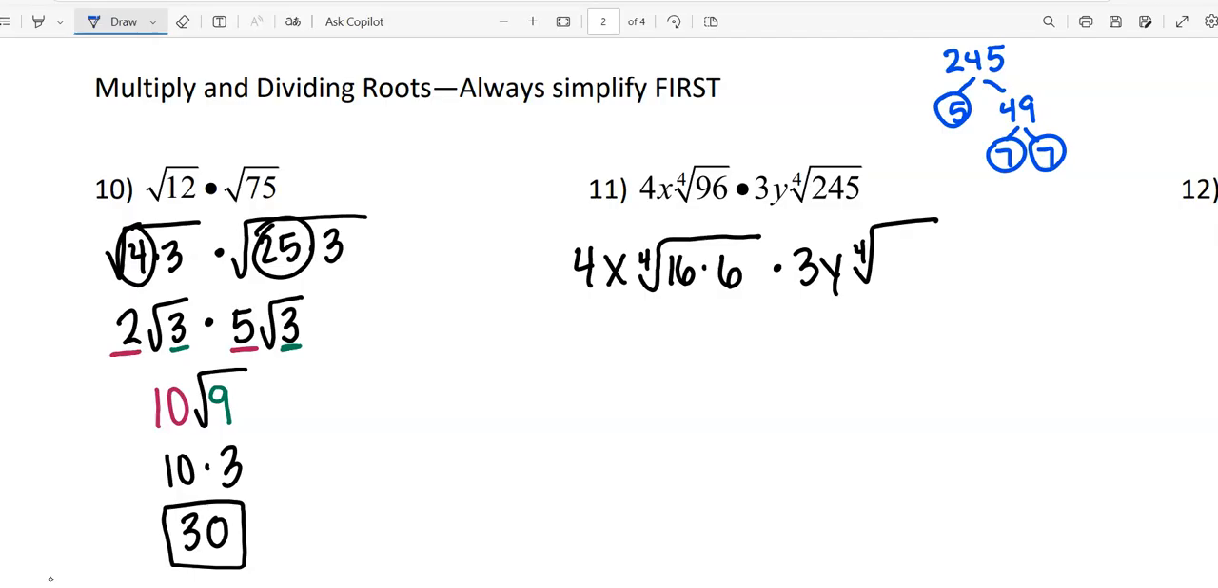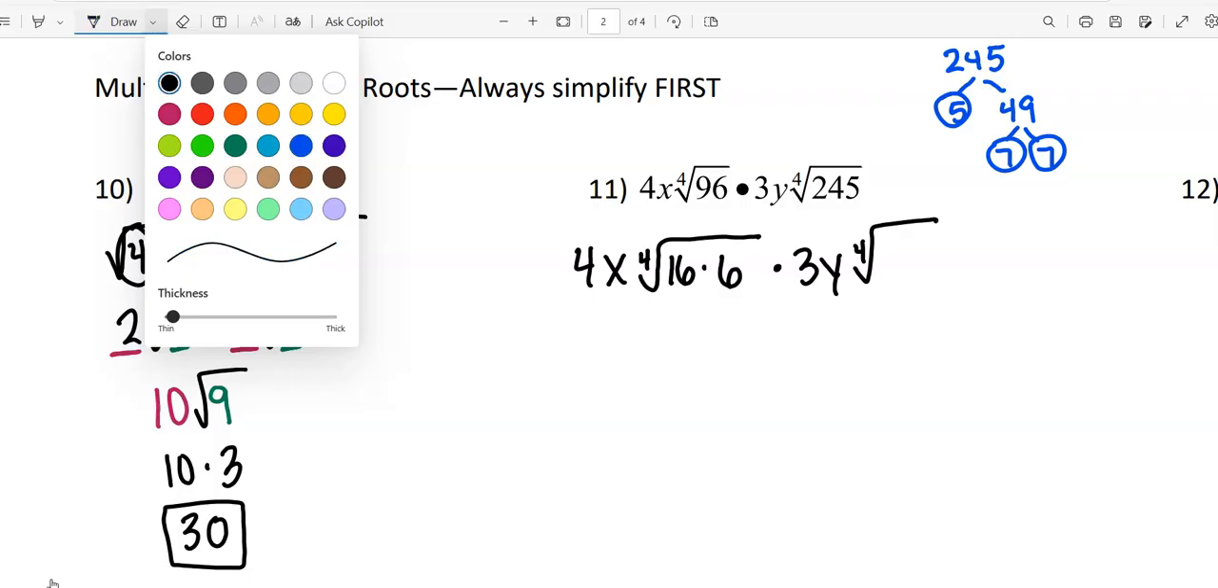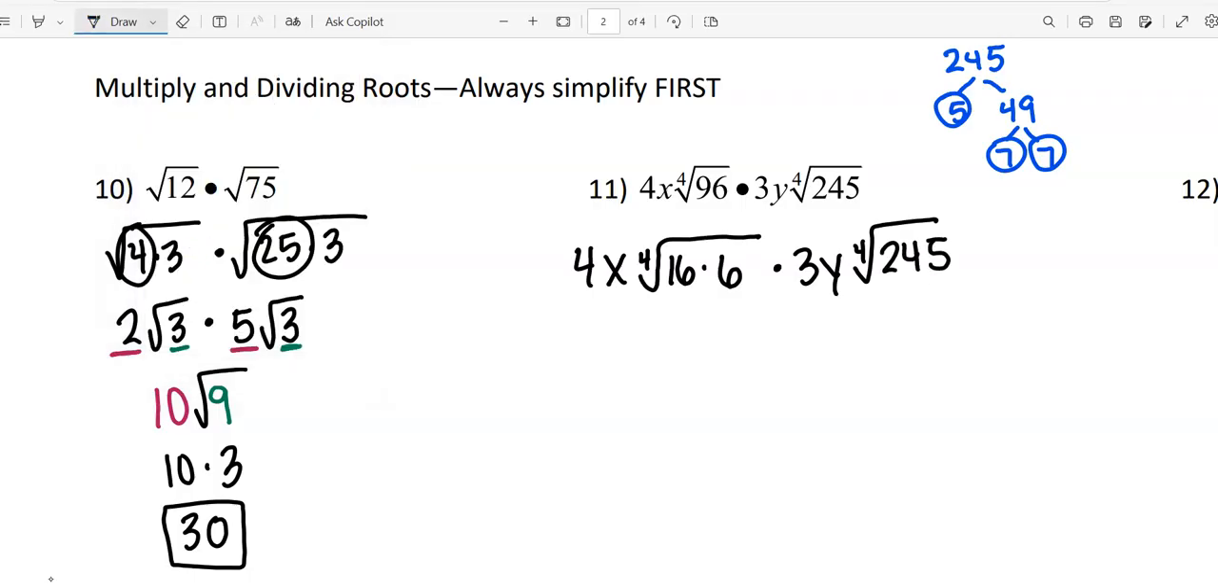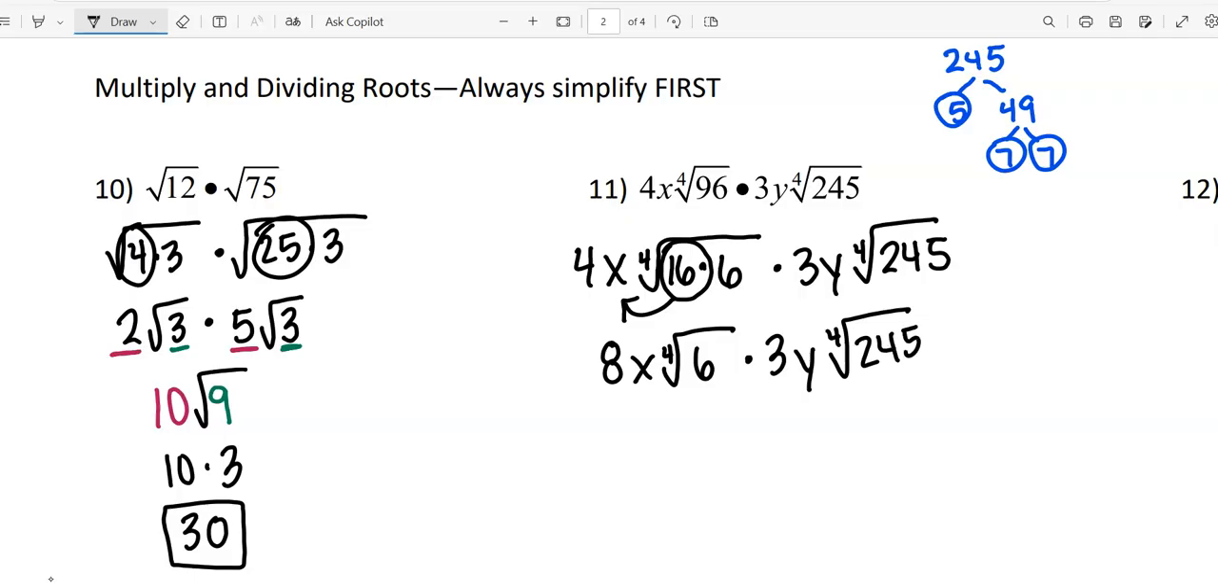This is called a prime factorization. If it's kind of a weird number, you could look at this. If we're taking the fourth root, we want a number that showed up 4 times. Do we have that between 5, 7, and 7? No. So this is not simplifiable. It's going to stay the fourth root of 245. But we know the fourth root of 16 is 2. That's going to come out and multiply 4x to make what? 8x. And then you'll have the fourth root of 6 times 3y, the fourth root of 245.